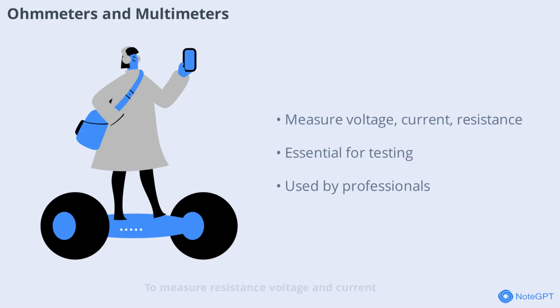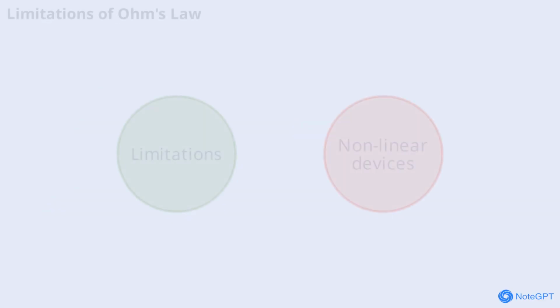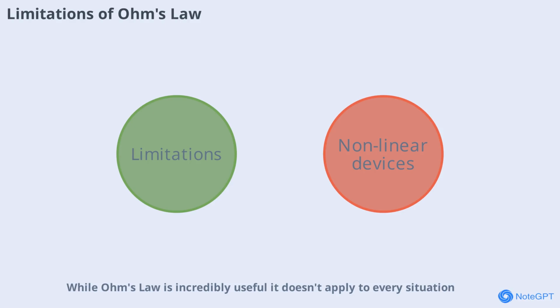To measure resistance, voltage, and current, electricians use tools like ohmmeters and multimeters. These handy devices provide quick and accurate readings, making it easy to apply Ohm's law in real-world situations. Whether you're testing a battery, checking a wire, or diagnosing a problem, these tools are essential for anyone working with electricity. While Ohm's law is incredibly useful, it doesn't apply to every situation.